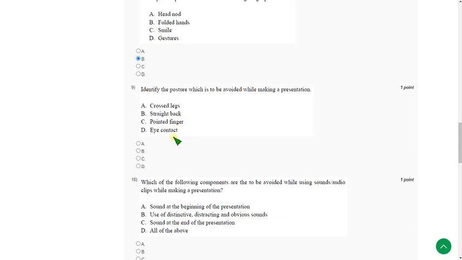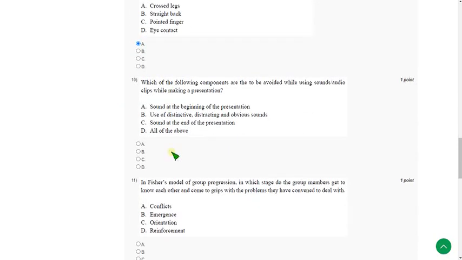Ninth one, identify the posture which is to be avoided while making a presentation. The answer could be option A, crossed legs. That is the first option. And 10th question, which of the following components are to be avoided while using sounds or audio clips while making a presentation? So the probable answer could be option D, all of the above.